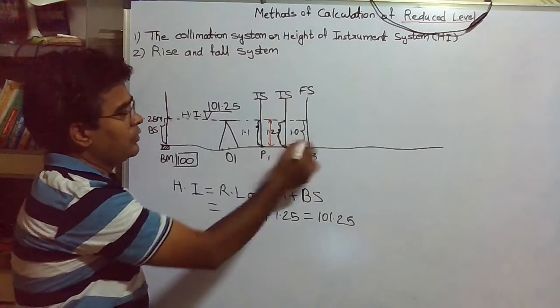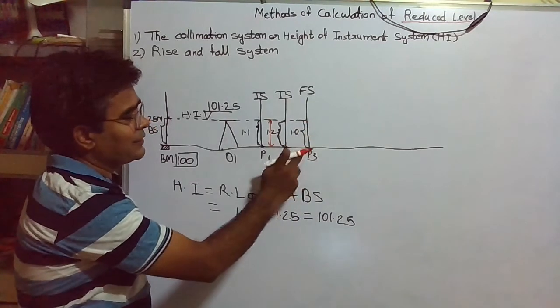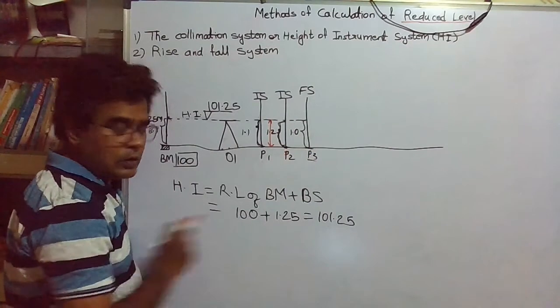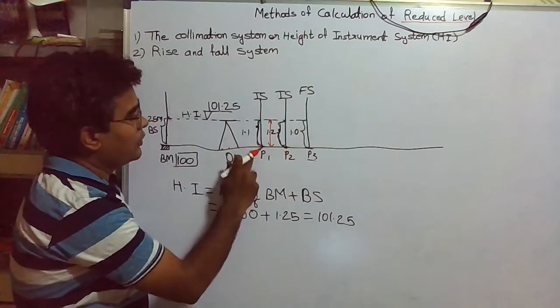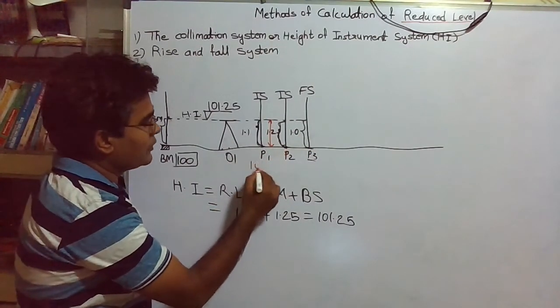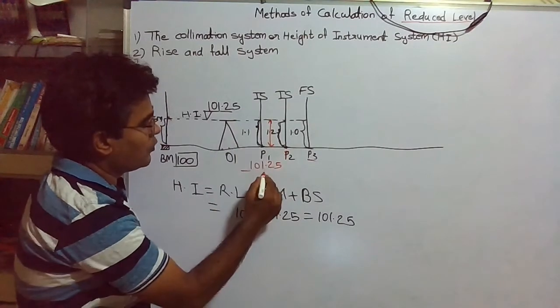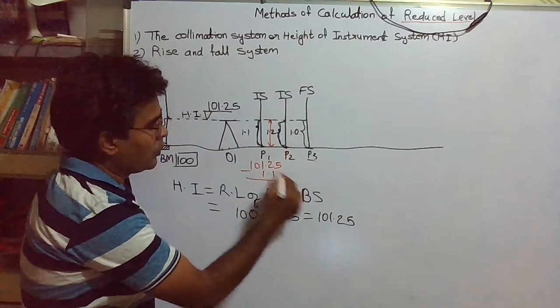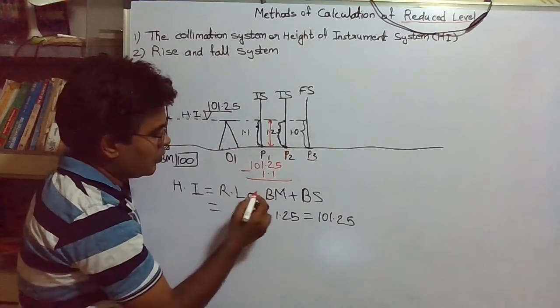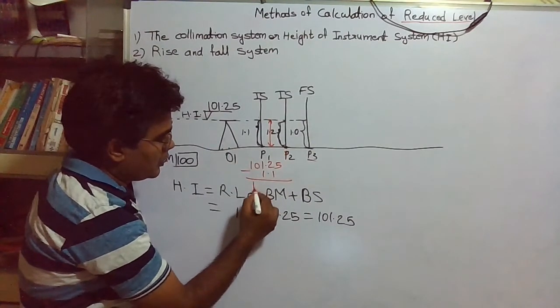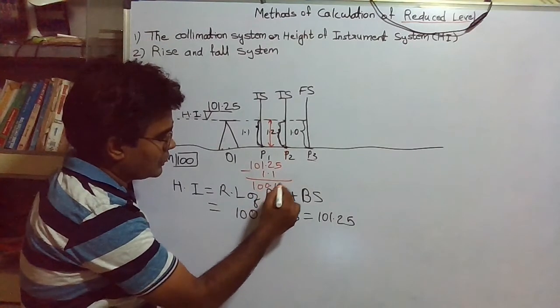Again, how do we get the RL of P3? Same: 101.25 minus 1, we get the RL of point P3. Here see, what is the RL of point P1? We get it as 101.25 minus, what is this reading? 1.1. What is the RL of point P1? What are we getting? 100.15.